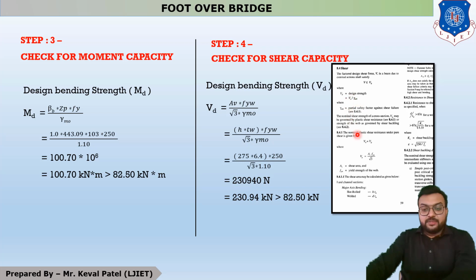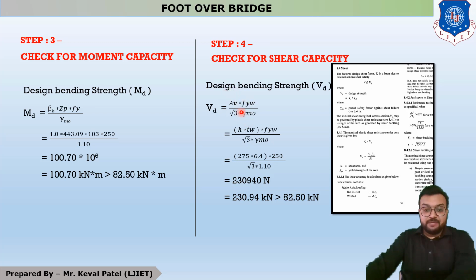So you can see that Vn is equal to Vp and your Vp is equal to Av by root 3. If we put this value in this equation, then our equation will be ready like this. It is Av divided by root 3 into gamma m0. Now root 3 is constant, gamma m0 is 1.1, Fy is 250.